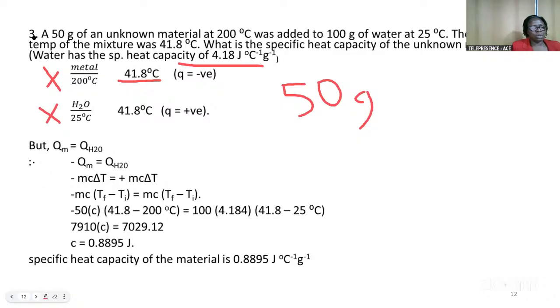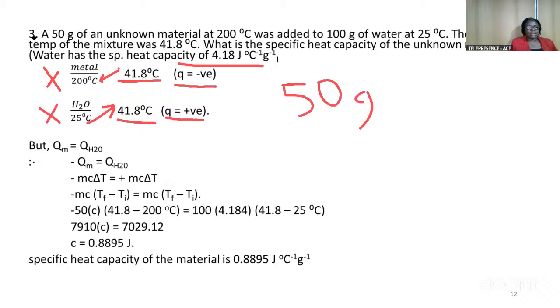The metal is at 200, water is at 25, and then you came to a final temperature of 41.8 degrees Celsius, which tells you that water has increased its temperature, which means that it has absorbed heat, and so Q will be positive. The temperature of the metal has reduced, and because the temperature has reduced, it means that it has lost heat. So Q will be negative.